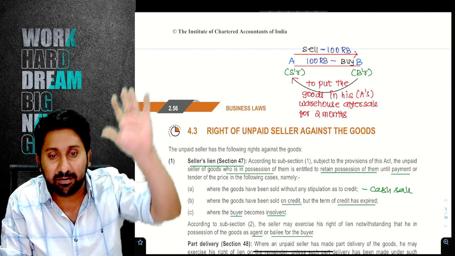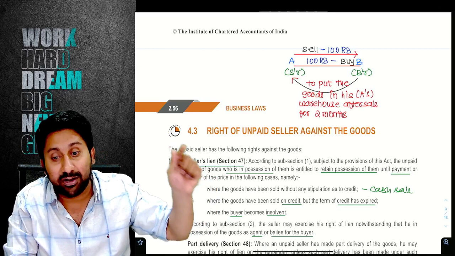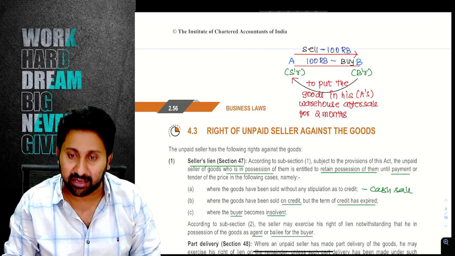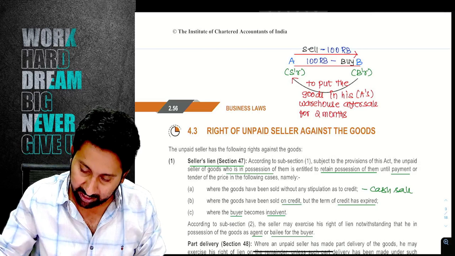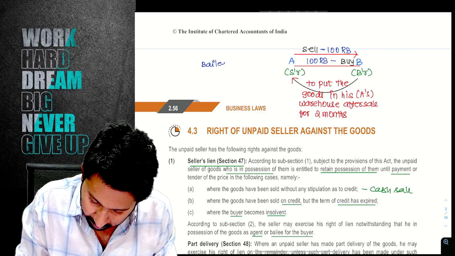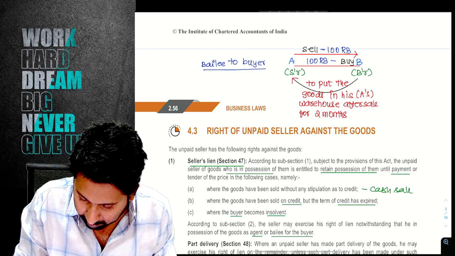Now, even though I am acting as a bailee to the buyer, still I have a right of lien if payment is not received properly. Same is applicable also for the agent. Already I discussed the agent concept previously. This is called bailee to buyer.